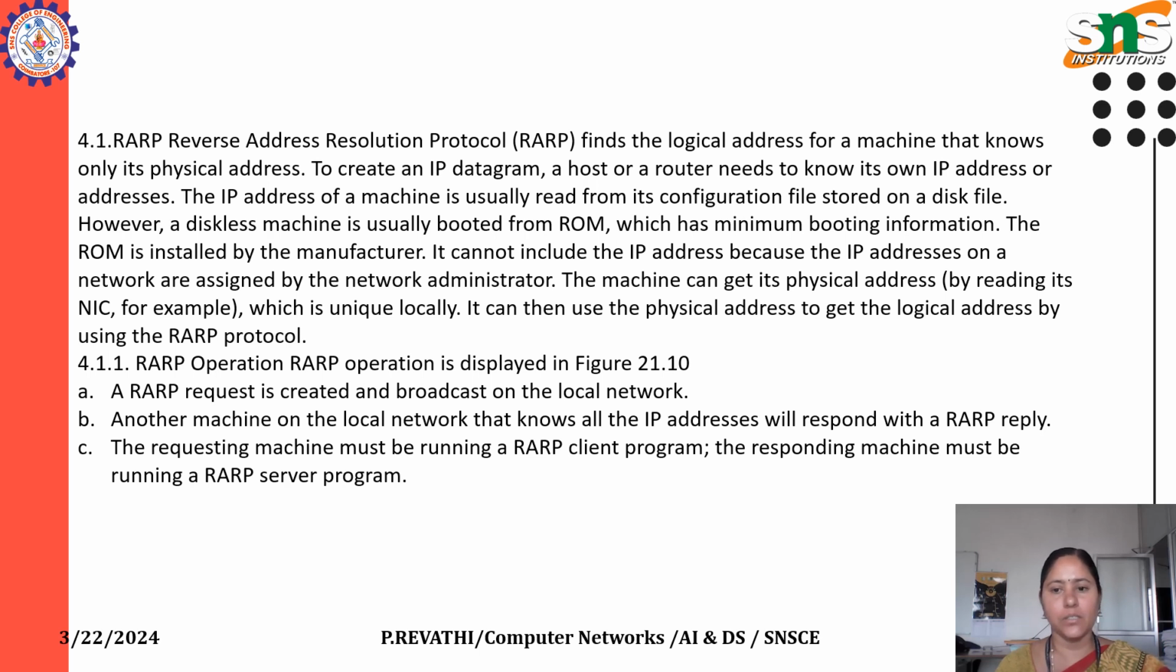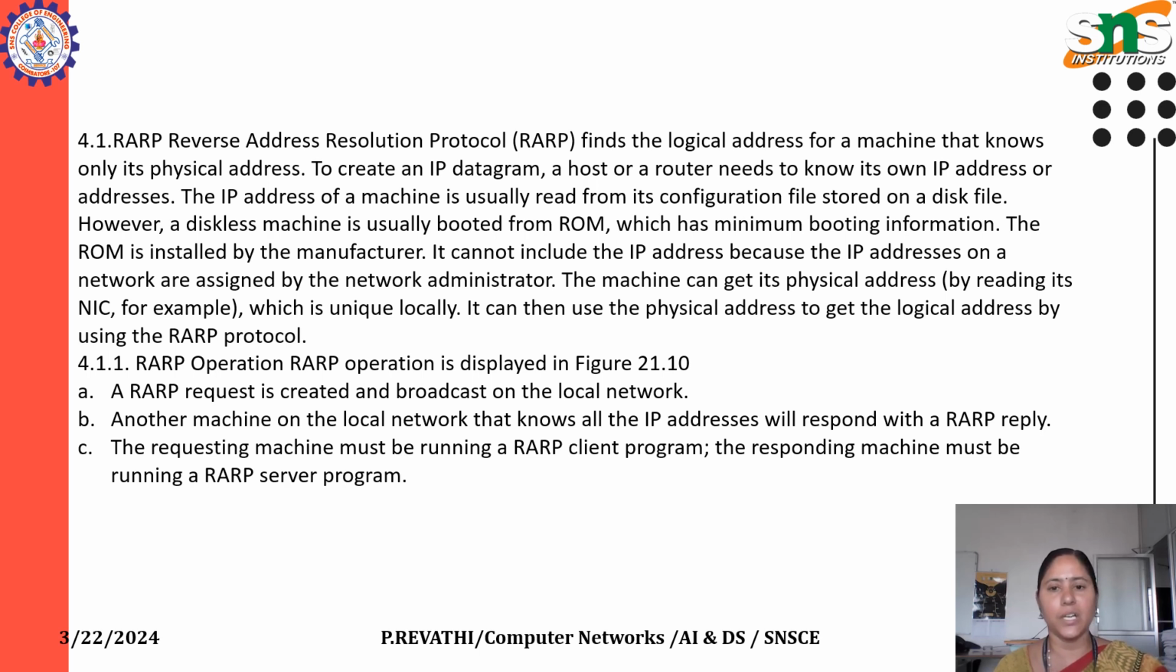RARP, Reverse Address Resolution Protocol, finds the logical address for a machine that knows only its physical address. To create an IP datagram, a host or router needs to know its own IP address. The IP address of a machine is usually read from its configuration file stored on disk. However, a diskless machine is usually booted from ROM, which has minimum booting information. The ROM is installed by the manufacturer. It cannot include the IP address because the IP address on the network is assigned by the network administrator.